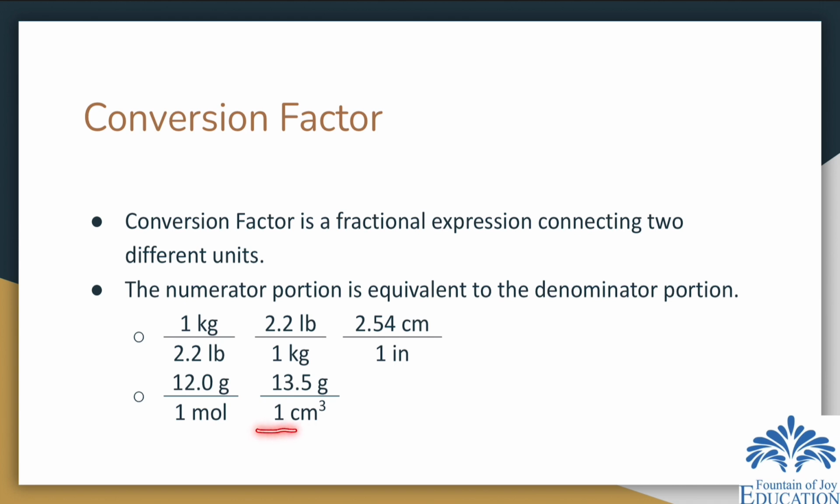Here's another example of a conversion factor, and in this case, it uses a unit of density. What it means is that you have 13.5 grams of a substance, and that is equivalent to 1 cubic centimeter of that substance. So these are examples of conversion factors. Let's see how we can utilize these conversion factors in the next 4 examples.